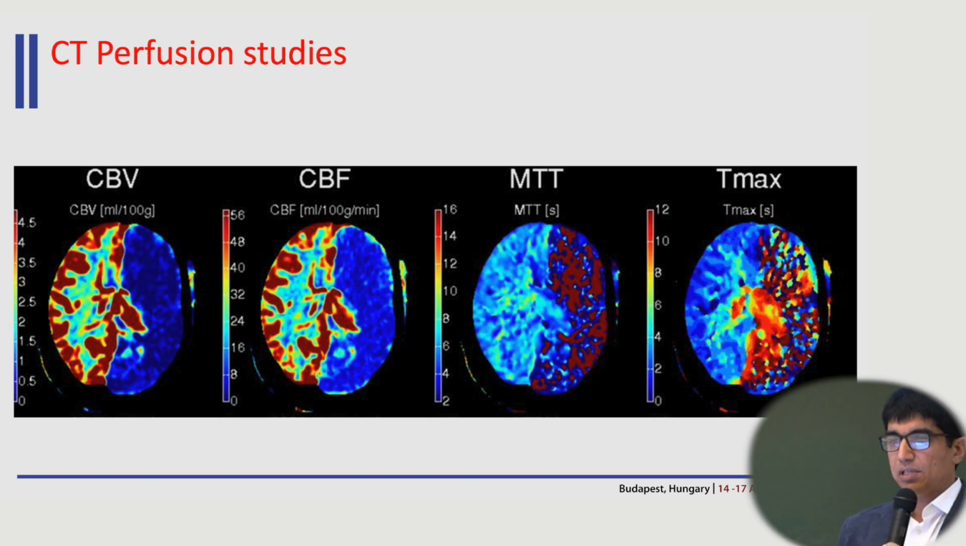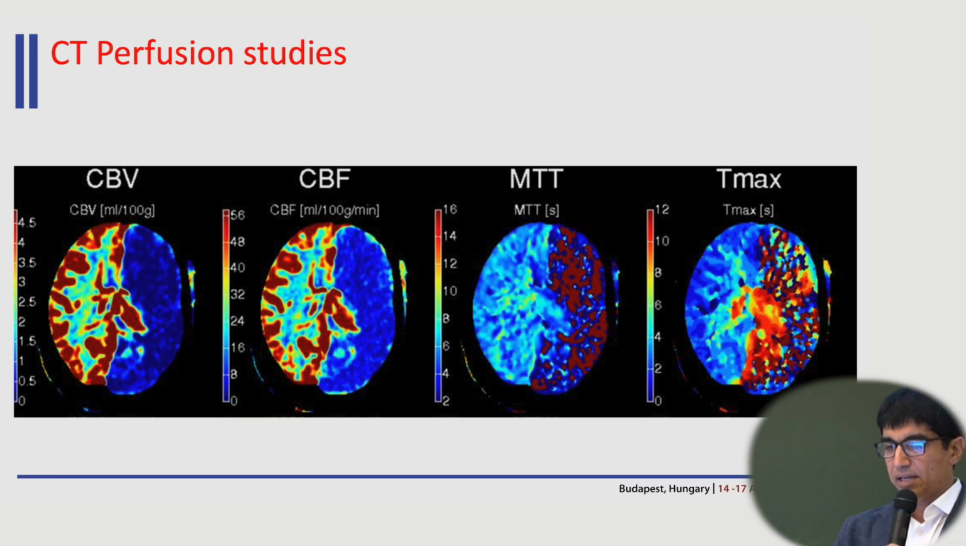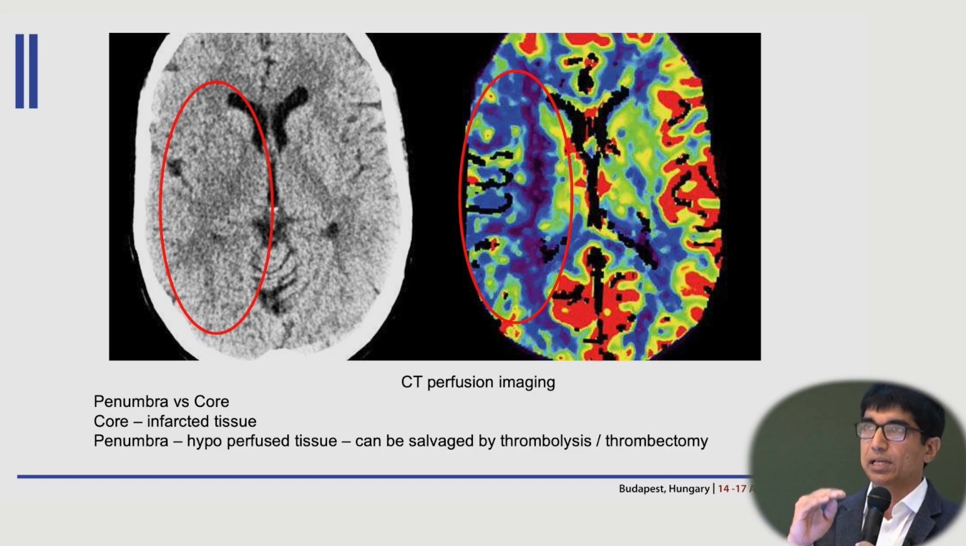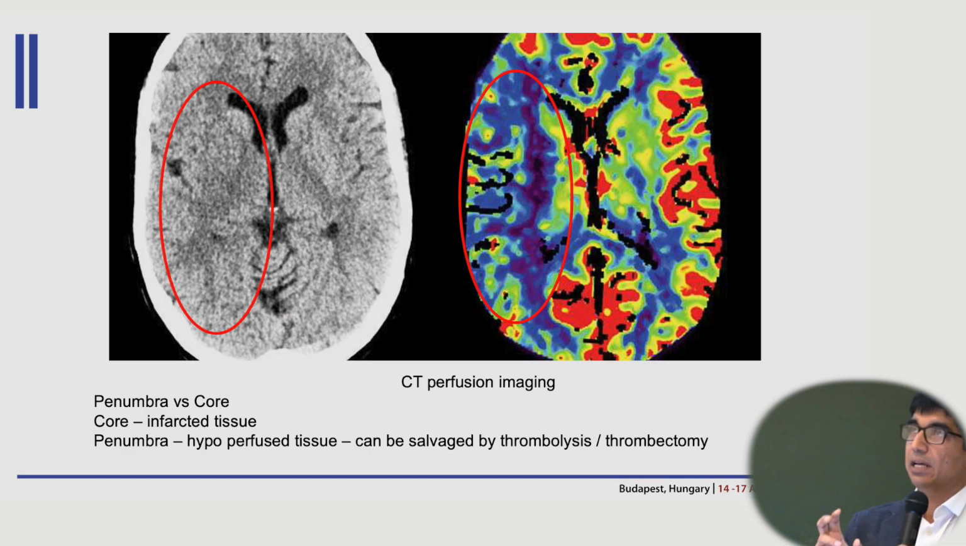So CT perfusion is a specialized study which may not be available in many centers. Already it has been covered. The only thing is that here the color coding is different, as was shown by my previous speaker. However, they are depicted on the graph here. The red depicts the flow is a bit higher than normal. The yellow and green are normal flows, blue and black are the gray end of the spectrum. So the whole idea is to identify which is the area which has already been infarcted and what is the area which can be salvaged.